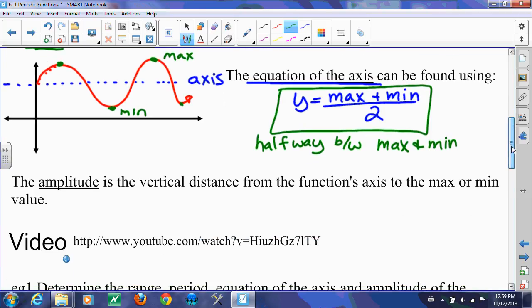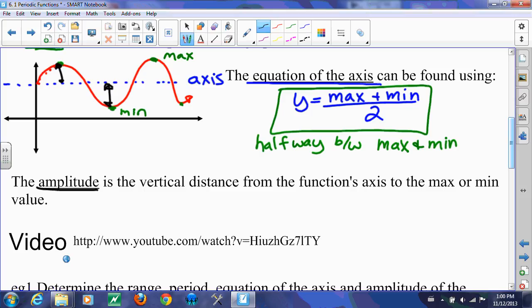Another piece of terminology we need to learn, which is called the amplitude. Okay, the amplitude is the vertical distance from the axis to either the min or the max. So it's either going to be this distance here to the min or this distance to the max. Because it's a symmetrical wave, they will be the same values.